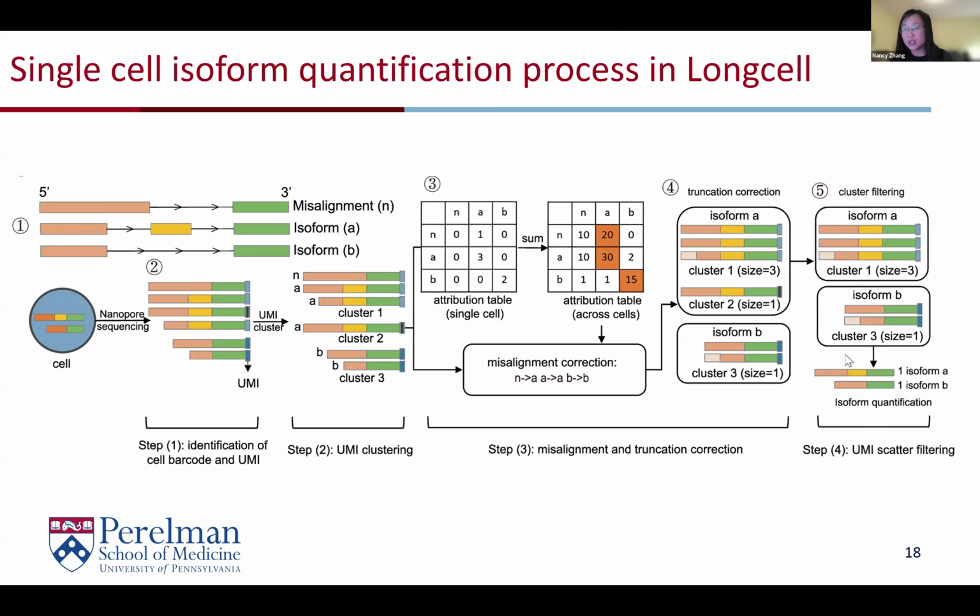And then what we try to do is to fix the UMI scattering issue. The UMI scattering, remember, would create false UMI clusters. So you would say, for example, this is a singleton cluster. This cluster 2 only has one read with that UMI, and that got filtered out. Let me just skip ahead and show you the intuition behind this scatter filtering step.